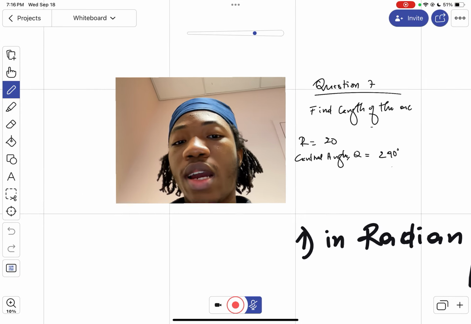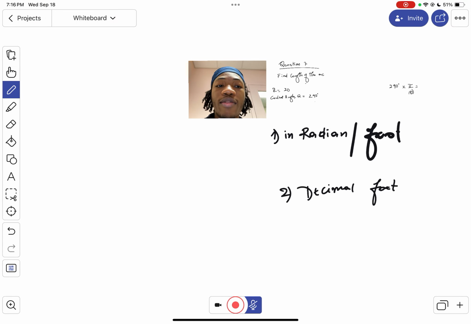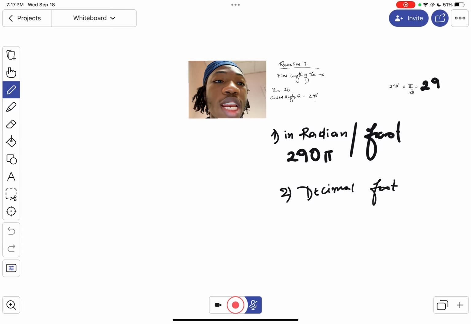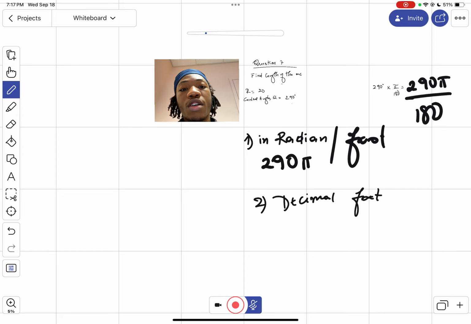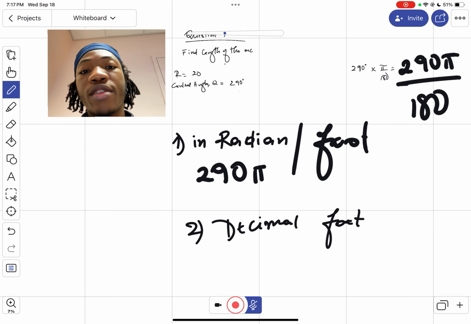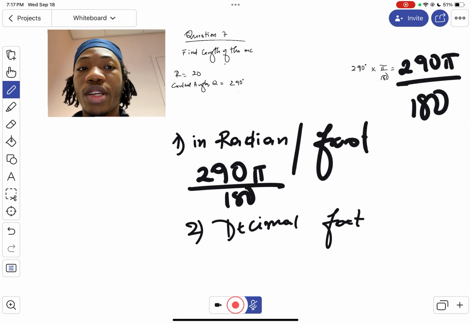We're not going to try to find a decimal number, because the first question asked us to give the result in radian ratio form. So we're just going to take the 290 pi, because when you divide it by 180, it's going to give you 290 pi over 180. I'm not going to find any decimal number because they didn't ask us to find it yet. So the final answer in radians will be 290 pi over 180. That's the angle only.